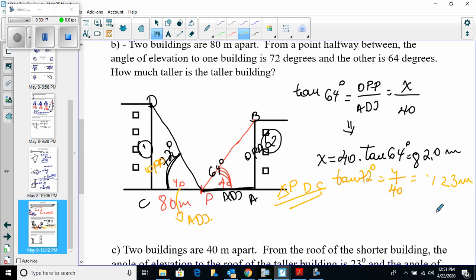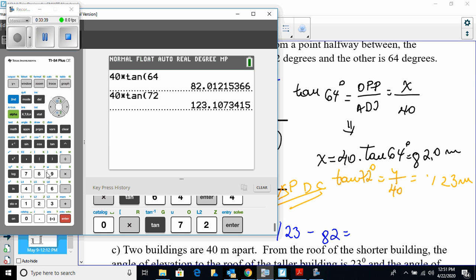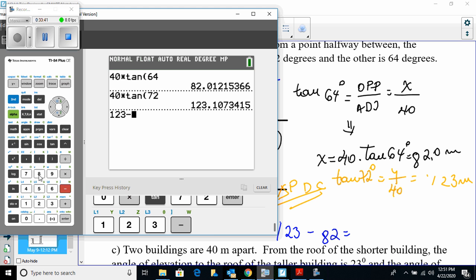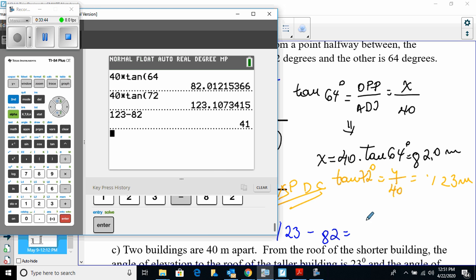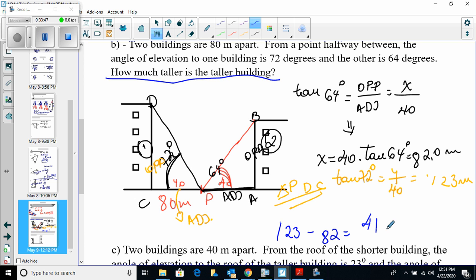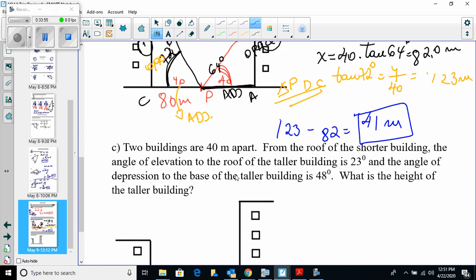It is 123 meters. The difference between the two, because this is what we are looking for, how much taller is the taller building. The difference between the two will be 123 minus 82, and it is 41 meters. So the tallest building is 41 meters taller than the shorter one. Okay.